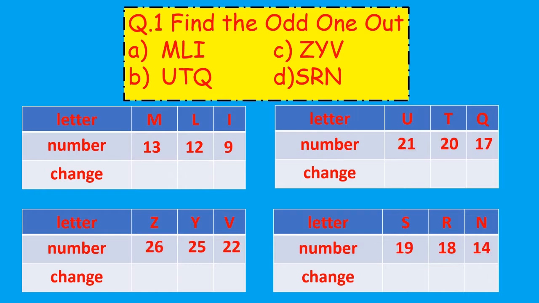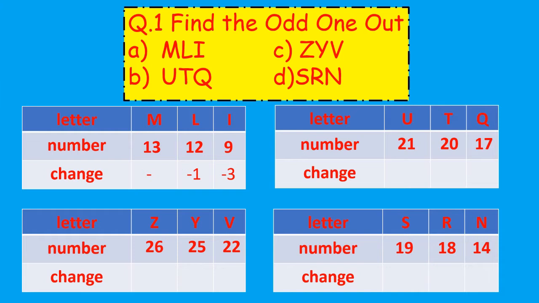So now let us observe our option A. So here the first letter number, which is M, is 13, and the second letter number, which is L, is 12. So here if you see, there is a change or a difference of 1 between them. Since M is greater, we can say that this difference is minus 1. And between the second and the third letter, there is a difference of minus 3. So in the change, we write it.